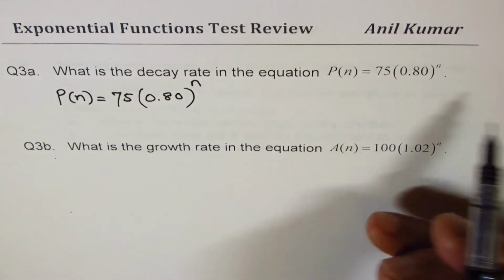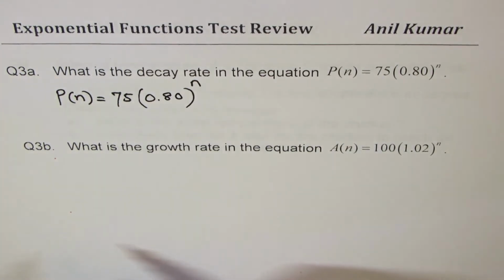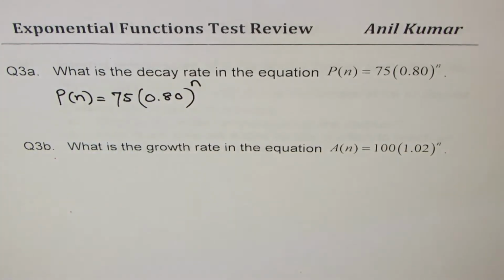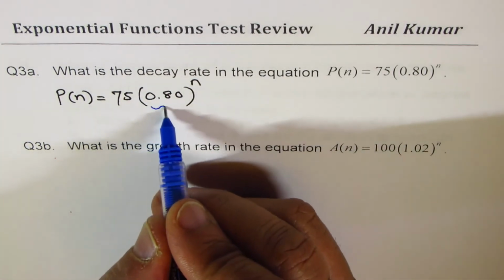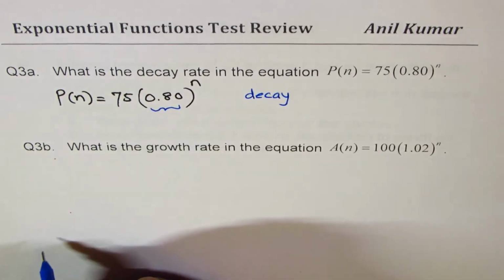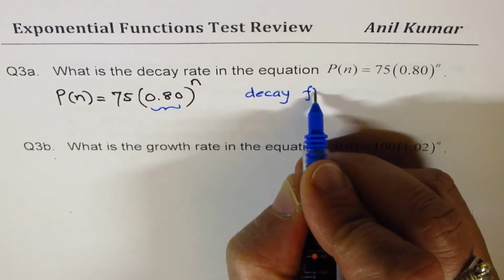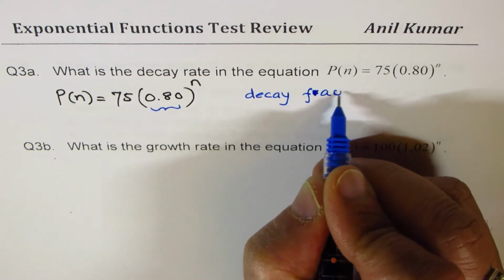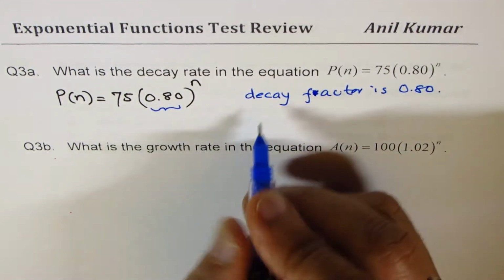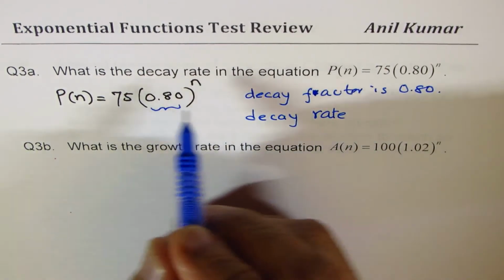Well, I just changed this question. It was 88 in the original question. I just made it 80 here. Okay, so we are talking about decay rate. Why? Since this number is less than 1, definitely we have a decay, right? Now 0.80 is a decay factor. So let me write down: decay factor is 0.80. We want decay rate. Do you understand? Decay rate.